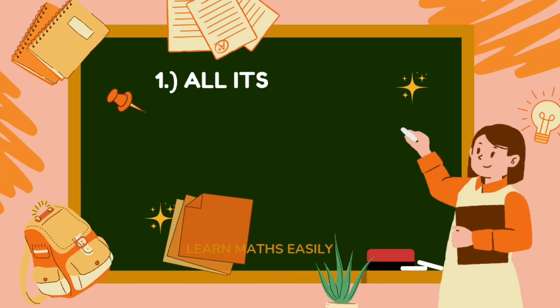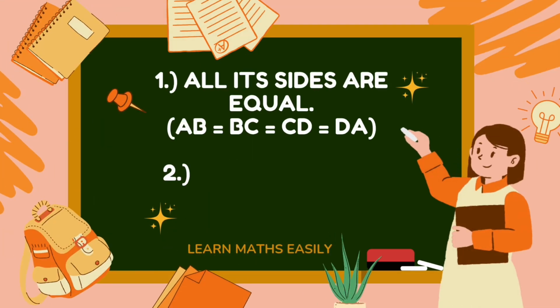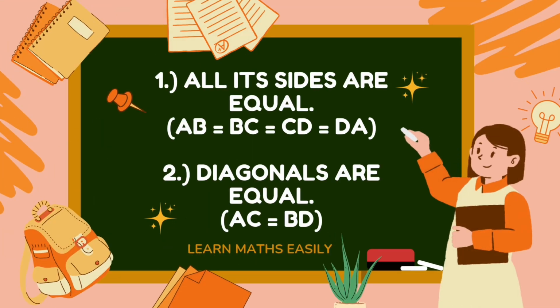For that, we are using the property of a square. All of its sides are equal and its diagonals are equal. Therefore, AB should be equal to BC, which should be equal to CD, and it should be equal to DA. Similarly, the diagonals of the square, that is AC, should be equal to BD.